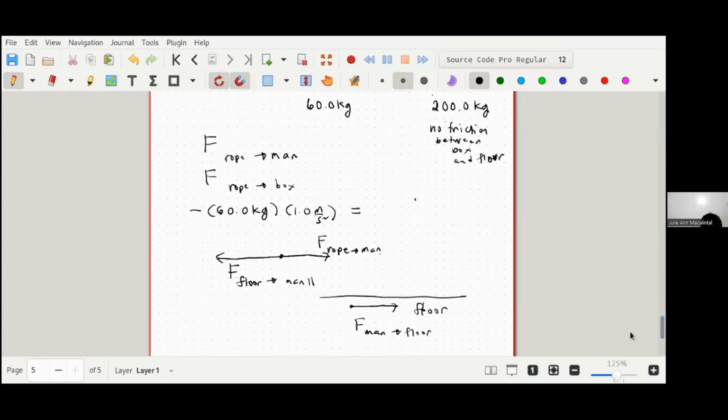So, alam natin, gravity is pulling the man downwards. So ito, lagyan ko lang ng... So ito, that's mg. Ngayon, kung yan lang yung force na acting on the man, dapat mag-accelerate siya downwards din. How come hindi nangyayari yun?